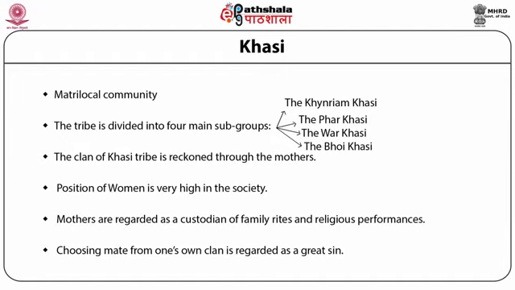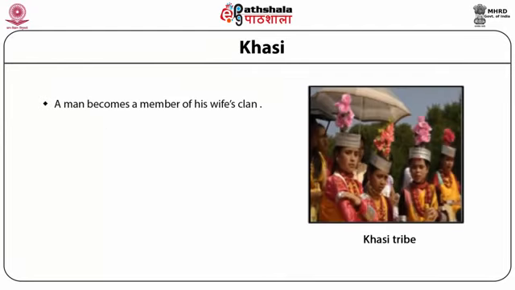The bond of marriage is very strong among this tribe. Marriage to a deceased woman's elder sister is prohibited. This is the only form of sororate found among the Khasi. The levirate does not obtain in Khasi society. A man becomes a member of his wife's clan and lives with his wife in her own house. The income of the son-in-law is solely handed over to the mother-in-law for the maintenance of the family.